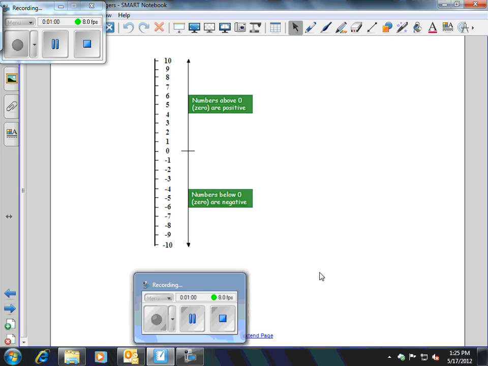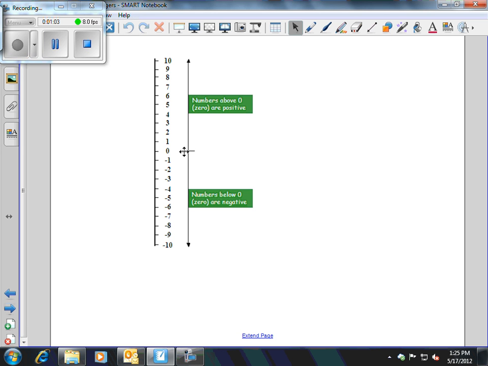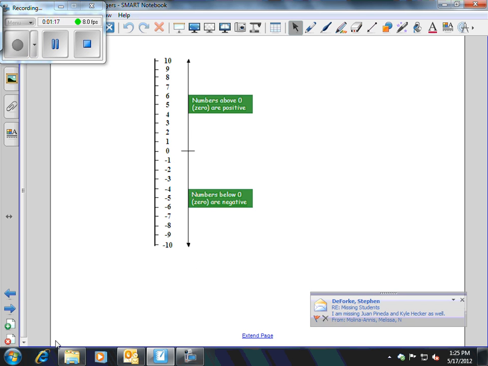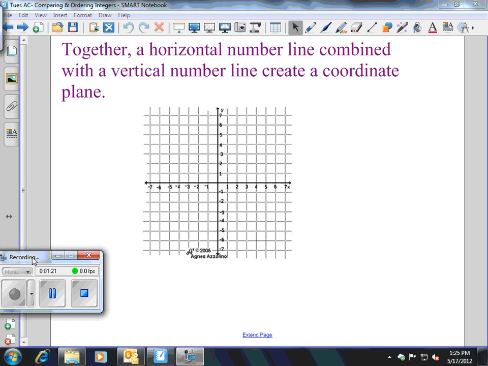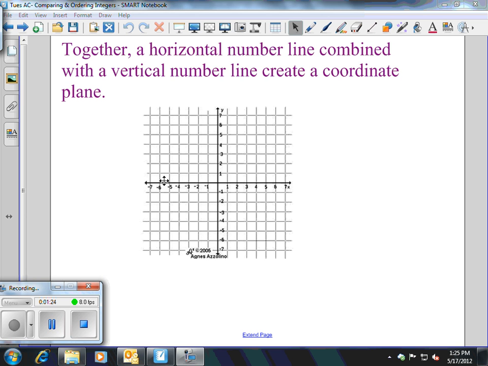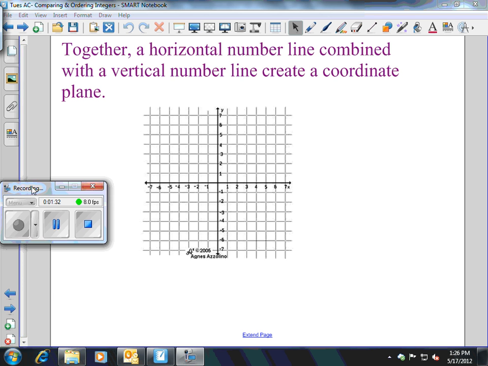We can also use vertical number lines. Here's 0, and as you can see, here's our positive numbers. So the further up the number line you go, the bigger the number is, and the further down the number line you go, the smaller the number is. Negatives, of course, fall below 0. Together, a horizontal and a vertical number line combined make a coordinate plane, which is what we learned about yesterday.